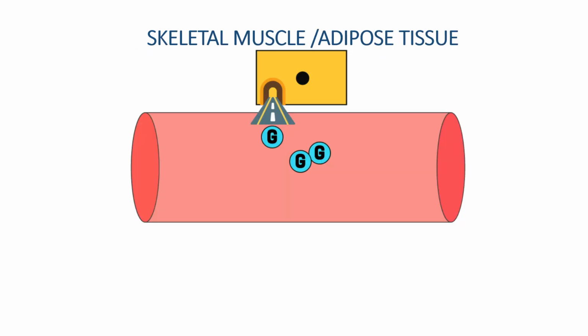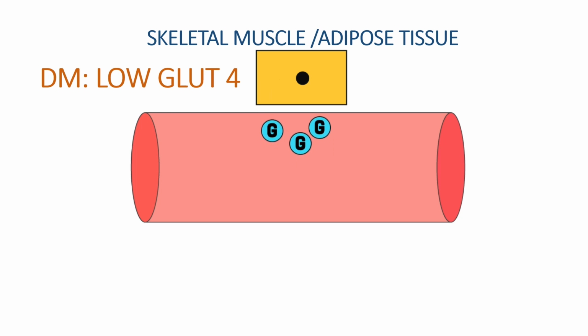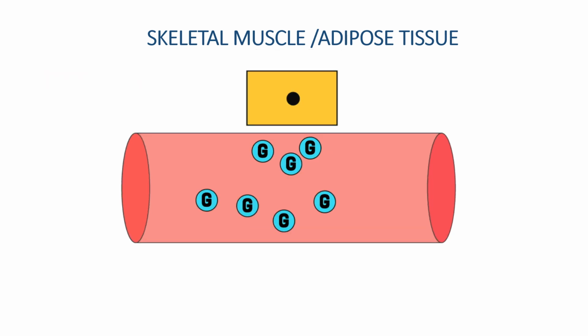So these glucose transporters, let's see what happens. Now let's take a person with diabetes mellitus, and in diabetes mellitus, I told you just now that there is no GLUT4. When there is no GLUT4 or low GLUT4, the glucose molecules don't have a channel to enter the cell. So what happens as a result? They can't enter the cell, so they start pooling in the blood, and that's the reason why people with diabetes mellitus will have hyperglycemia.